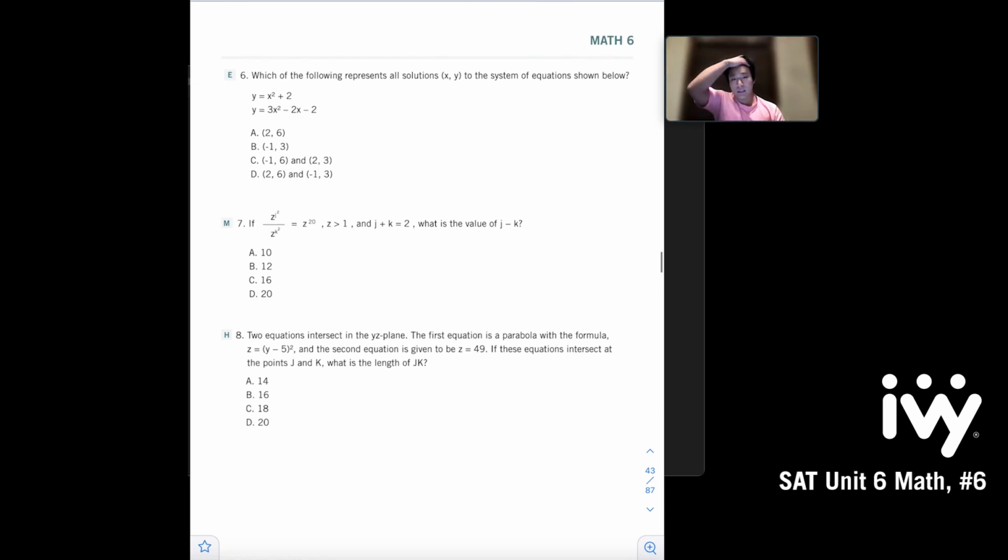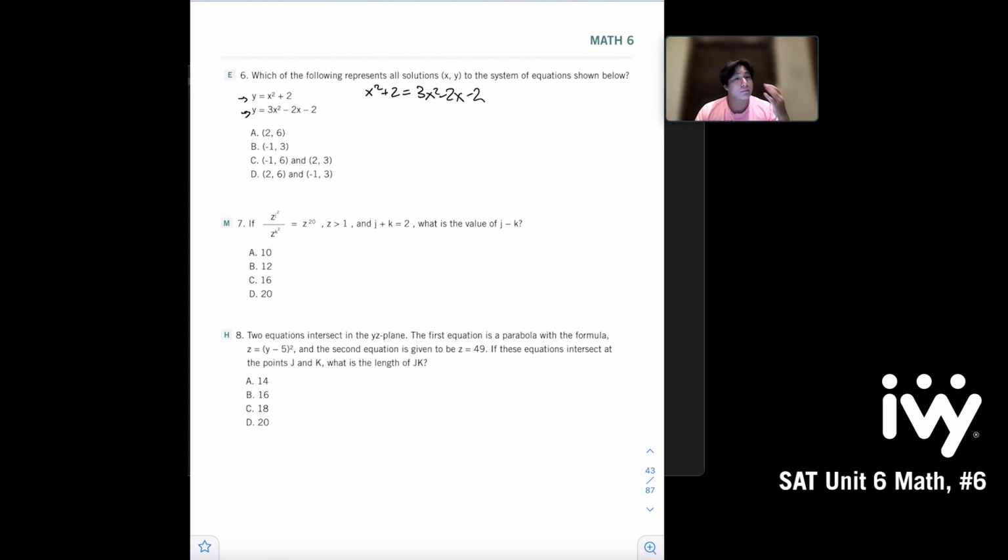Okay, question 6. Which of the following represents all solutions x, y to the system of equations shown below? So with this system of equations, what we first want to do is we see we have a y over here and a y over here. So let's go ahead and set these two equations equal to one another. We have x squared plus 2 is equal to 3x squared minus 2x minus 2.